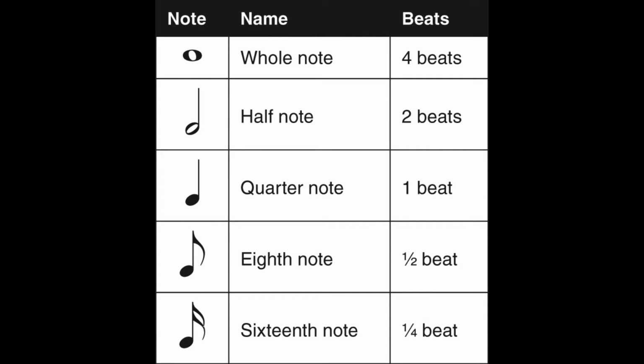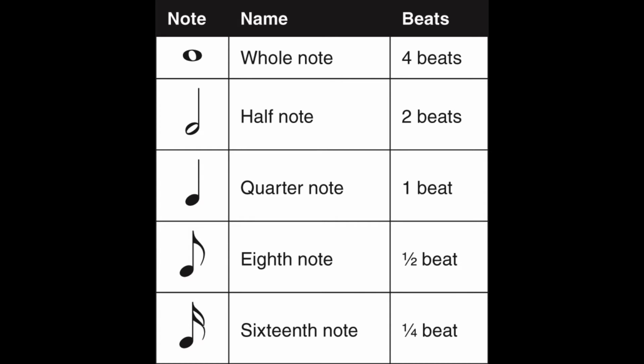Now let's take a look at the different values of each note. As you can see in the chart, we have a whole note which lasts for 4 beats, a half note which lasts for 2 beats, a quarter note which lasts for 1 beat, an eighth note which lasts for half a beat, and a 16th note which lasts 1/4 of a beat.